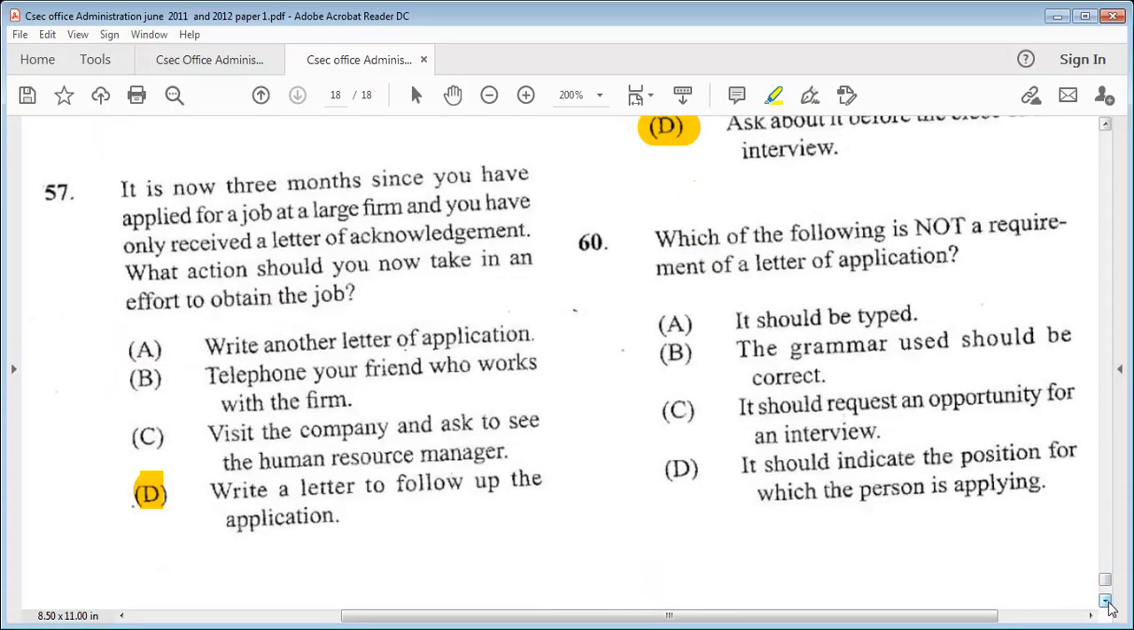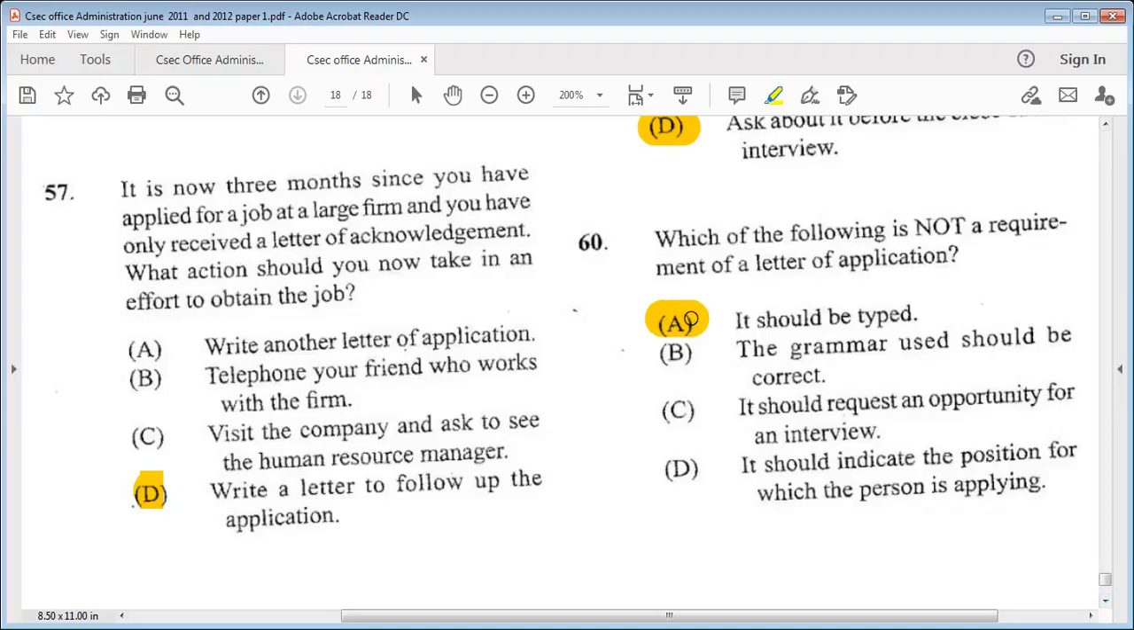Let's go on to our final question of this paper. It says, which of the following is not a requirement of a letter of application? A. It should be typed. B. The grammar used should be correct. C. It should request an opportunity for an interview. Or D. It should indicate the position for which the person is applying. Our answer is A. It should be typed.